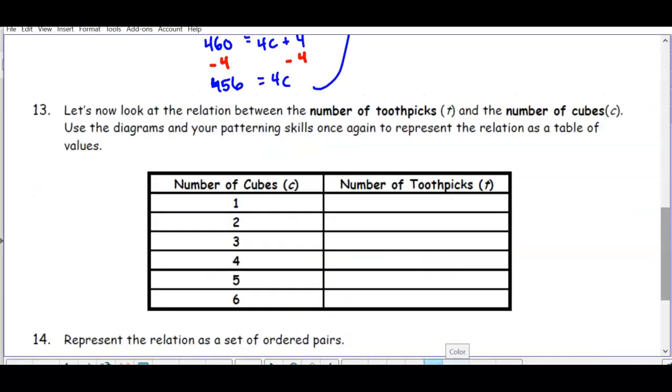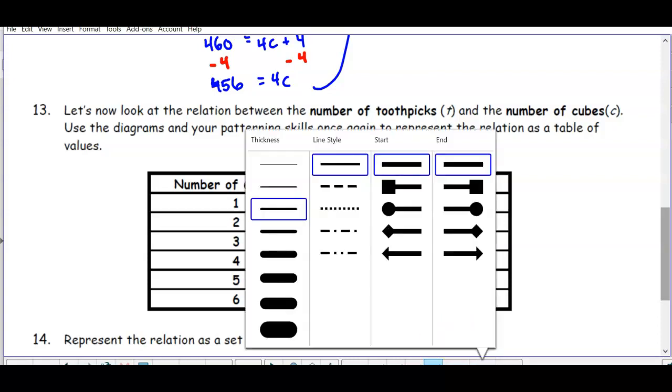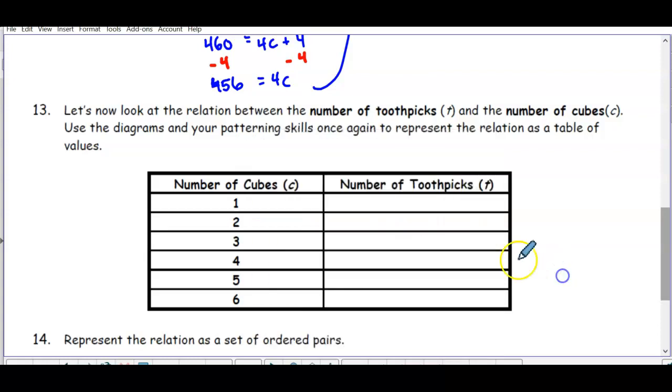Okay, number 13. Let's look at another relation, or same objects, but another relation between them. So let's now look at the relation between the number of toothpicks and the number of cubes. Use the diagram in your patterning skills once again to represent the relation as a table of values. So we know the number of cubes, we've got 6 of them, and how many toothpicks are required for each.